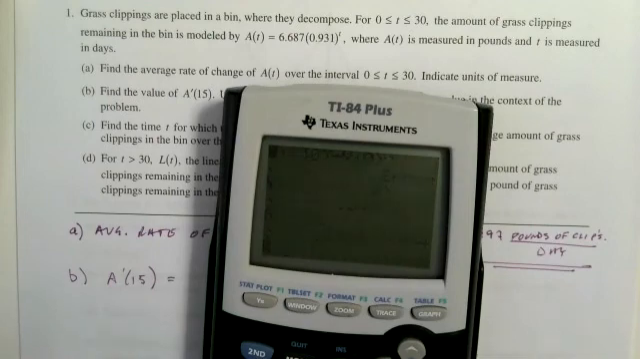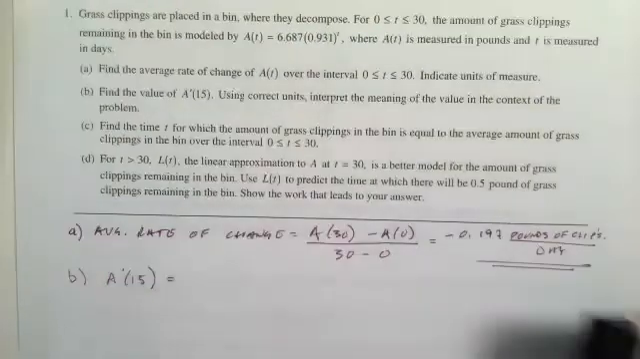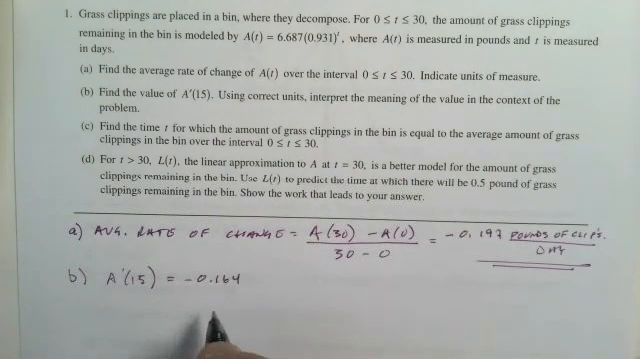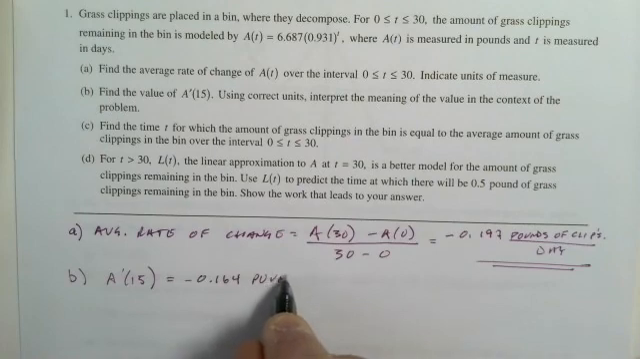So math, I believe it's 8. And everything's in terms of x, because that's just the way it is. Alpha trace, give me the Y1 equation, and then at 15, get negative 0.164. Pounds.